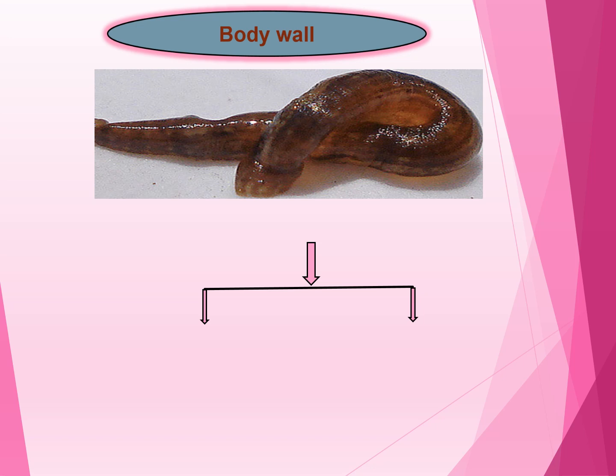Fifth layer, botryoidal tissue, lies beneath the longitudinal muscles and fills the entire coelom around the gut. Coelom means cavity.